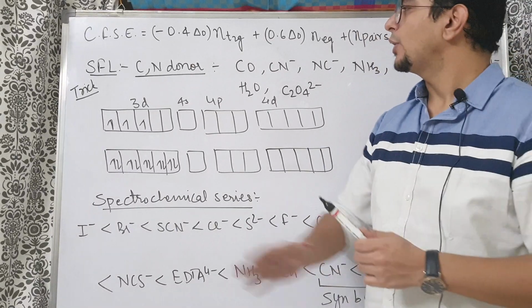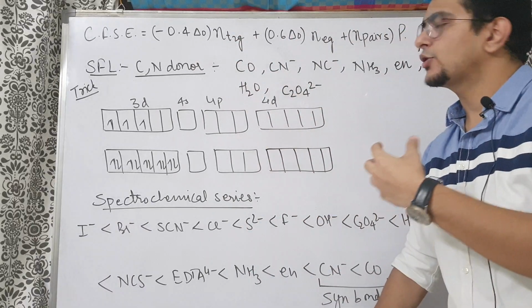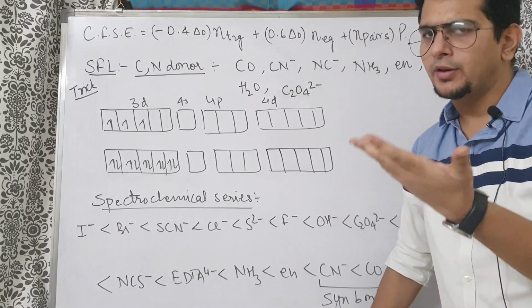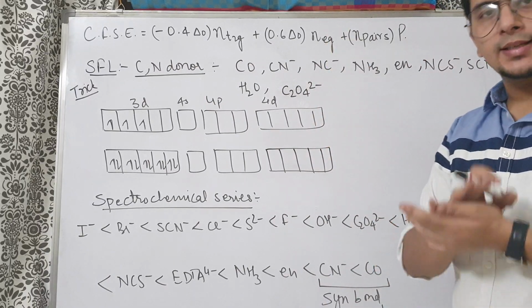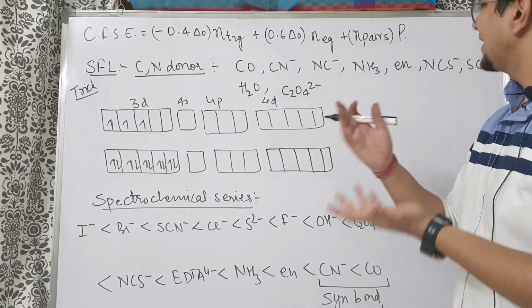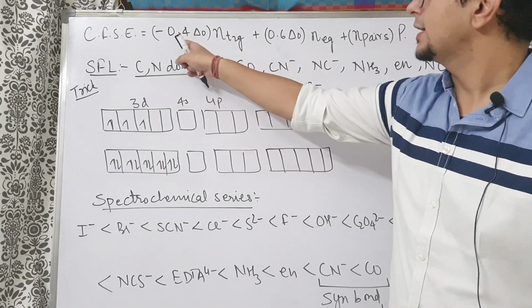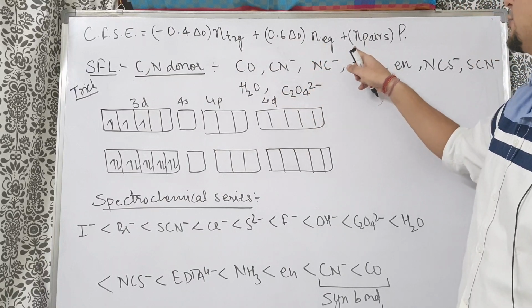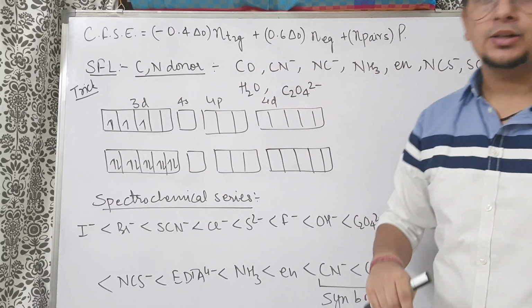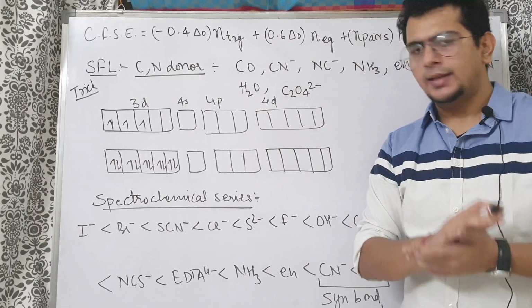So now let us see what is the CFSE formula. We know that t2g electrons have an energy of minus 0.4 delta O, as we have discussed, and eg have 0.6 delta O with a positive sign. Let's say the pairing energy is P. So the number of electrons in t2g multiplied by that energy, plus the number of electrons in eg multiplied by that energy, plus the number of pairs multiplied by the pairing energy, will be the total crystal field stabilizing energy. We'll use that formula in the next frame.